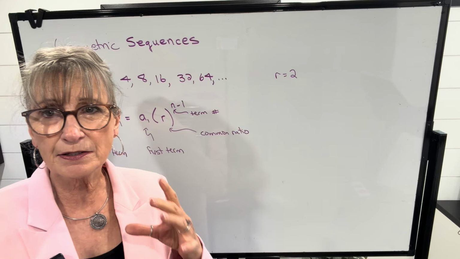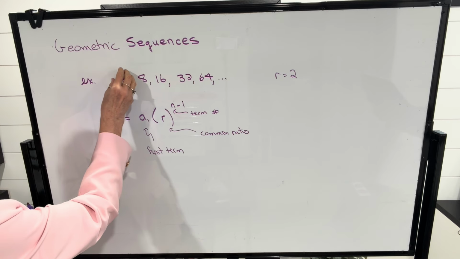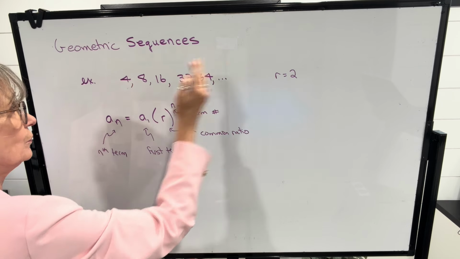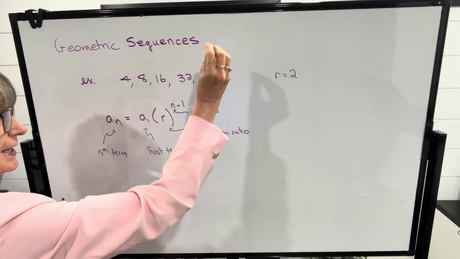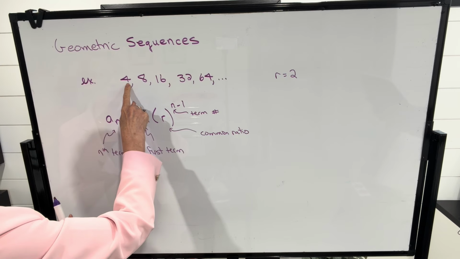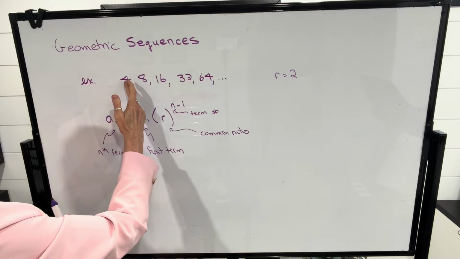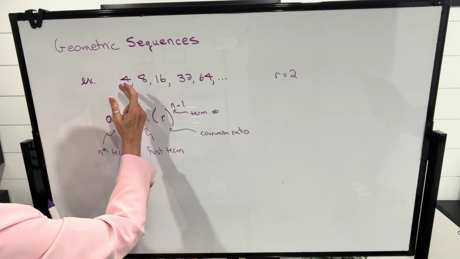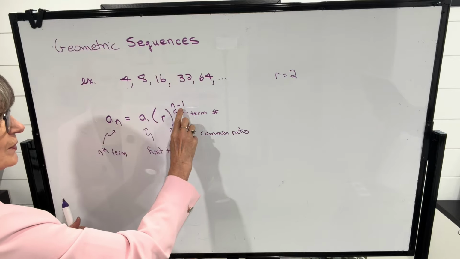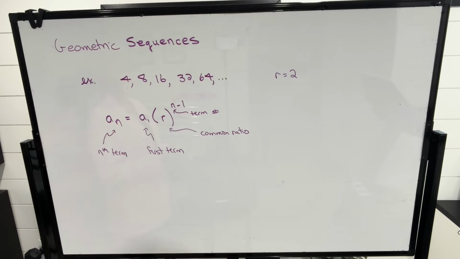Looks kind of complicated, so I'm going to try to simplify it. Basically, what we're doing is we're taking our first number and we're multiplying by the common ratio, in this case of 2, a certain number of times to get to that term. So if you take a look, we multiply 4 by 2 once to get the second term. We multiply 4 by 2 twice to get the third term. We multiply 4 by 2 3 times to get the fourth term. So it's always one less than the term number. I think it's even easier if we take a look at an example.